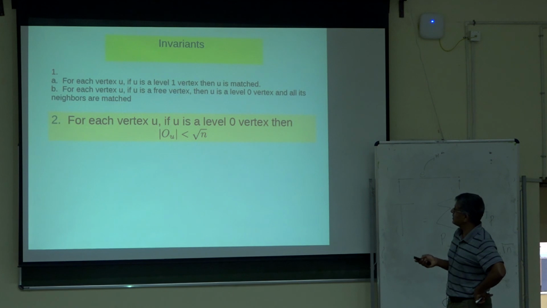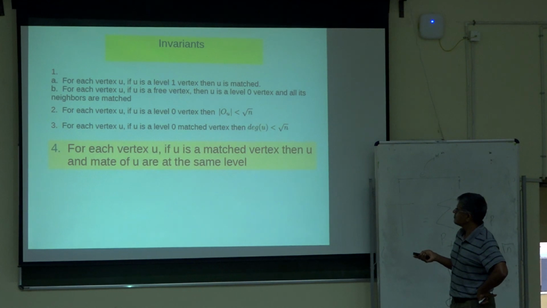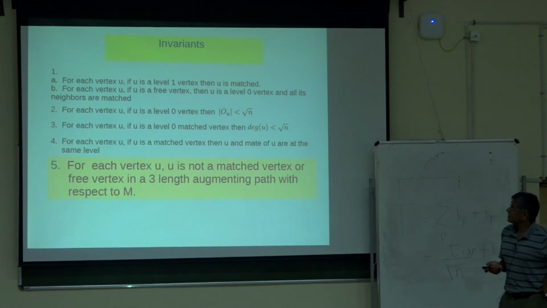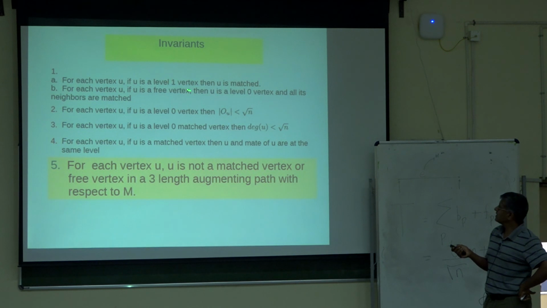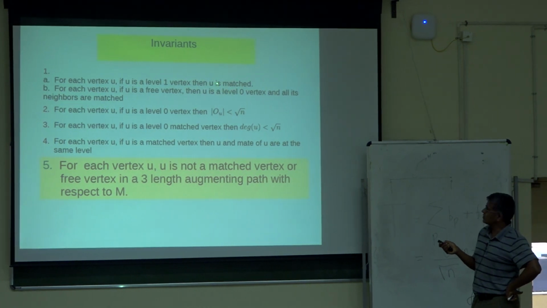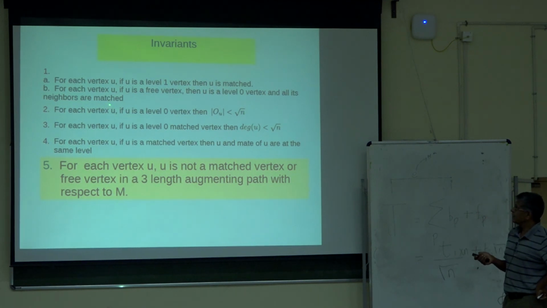So I'll just outline my invariants and then stop. We have 5 invariants, and here are the things that we basically do, like BGS. We ensure that if U is a level 1 vertex, then U is for sure matched, and if U is a free vertex, then U is a level 0 vertex and all its neighbors are matched. Very similar to what we had. And a level 0 vertex has ownership less than root n.